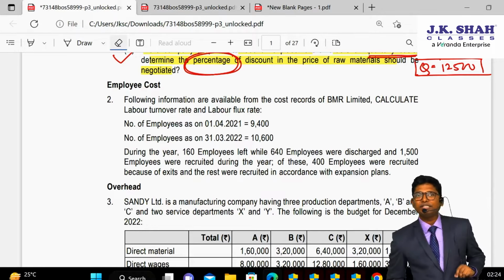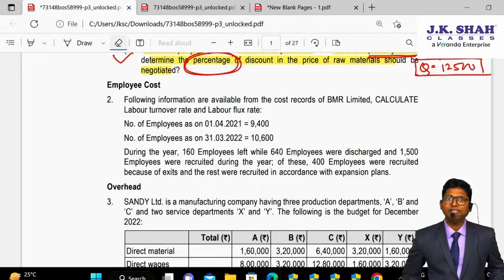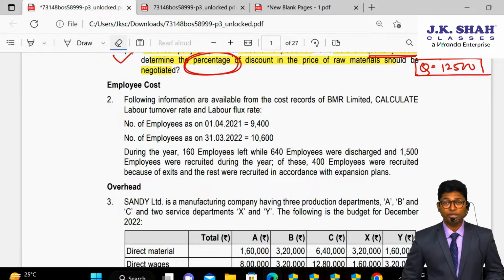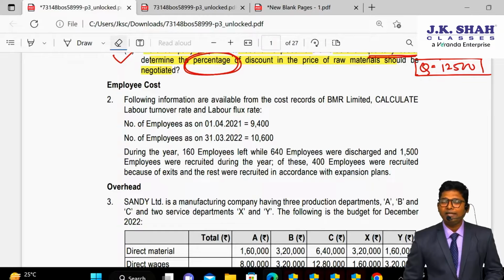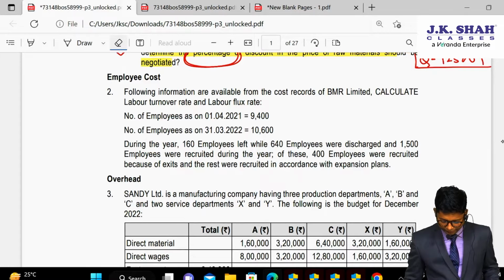Let's start with the discussion of the second question, guys. The second question is from employee cost, which is a very simple and basic chapter. The exact question which is given in RTP is covered in the JK Shah Classes textbook. To be very precise, question number 14 from our textbook is the same question. Now, out of the entire employee costing chapter, the part which is covered in RTP is only labor turnover, and for the purpose of calculating labor turnover rates, they have given us some data.